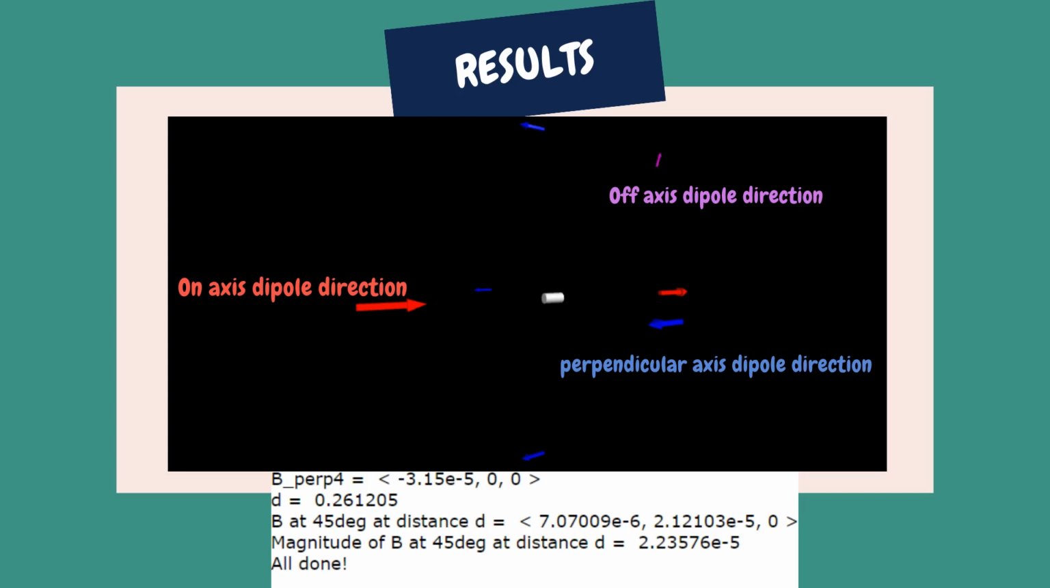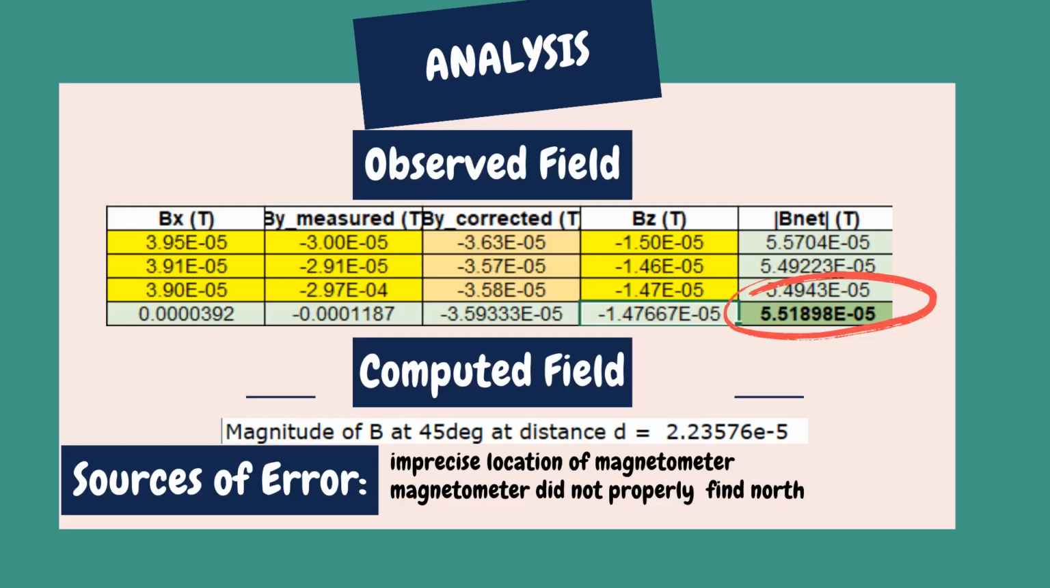Finally, we have our results in the form of a visually simulated representation of our magnetic fields: the on axis dipoles in red, the perpendicular axis dipoles in blue, and our off axis dipole in purple. Below this, we have some relevant values, but most importantly, we have the magnitude of the magnetic field at 45 degrees at the distance 2.23576 e to the negative 5 meters. In comparing the data from our observed model versus our computed data, we can see that the net magnetic field of our observed model is slightly larger than our computed field.